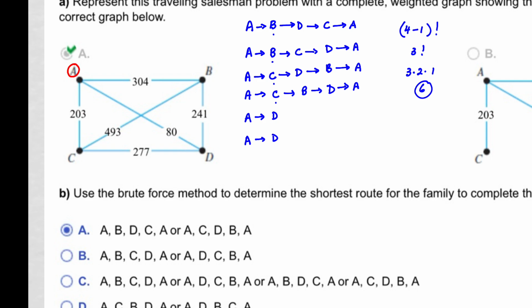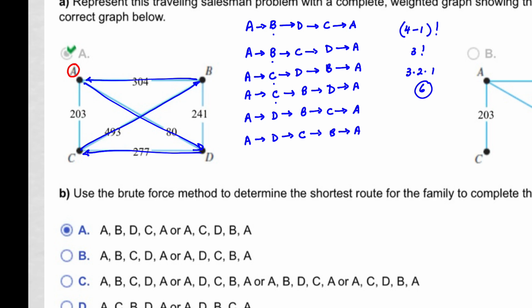Okay. So A to D. Let's do D to B. B to C. And then C will go to A. And then we have A to D. Now, last time we went to B, so now I'm going to go to C. So we have A to D, D to C, C to B, and then B to A. So those are my 6 routes.